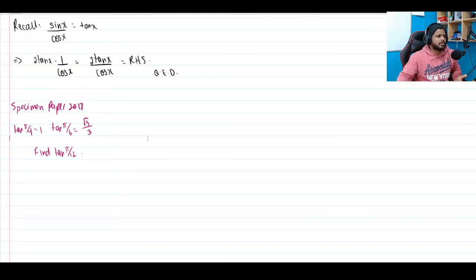So for example, pi on 12. How am I splitting that up into two separate angles? This is a compound angle formula. It's a compound angle question. And we need to know, again, angles and their exact values. Sine, cosine, and tan of 30, 45, and 60 degrees.